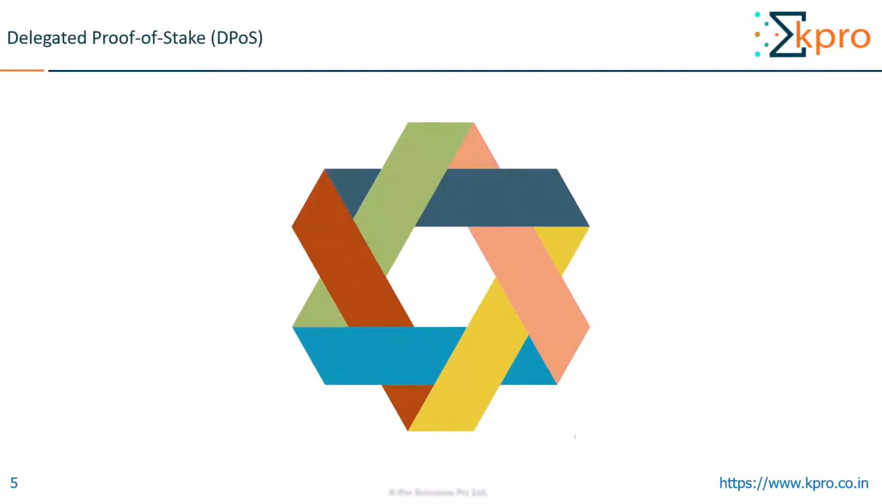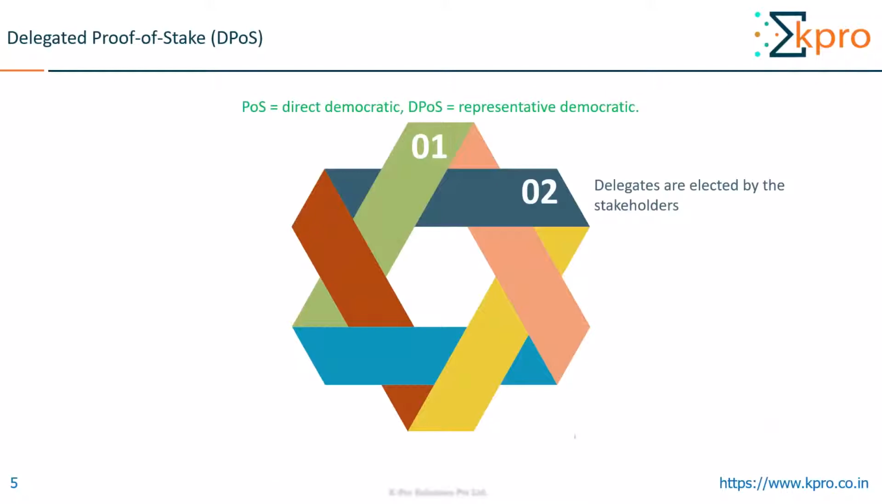Next, let us see what delegated proof of stake is. The difference between proof of stake and delegated proof of stake is that proof of stake is a direct democracy, while delegated proof of stake is a representative democracy. Here the delegates are elected by stakeholders to generate and validate blocks. The transactions are confirmed quickly as few nodes are there to validate the blocks.